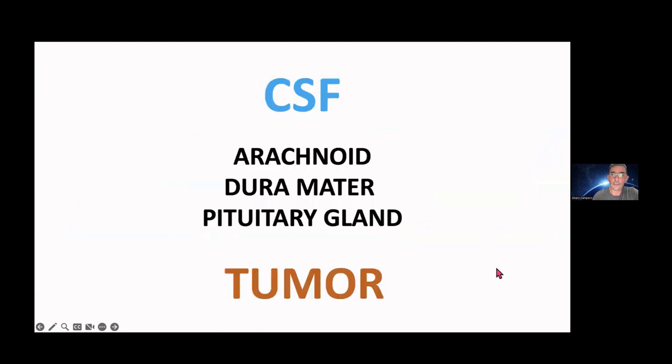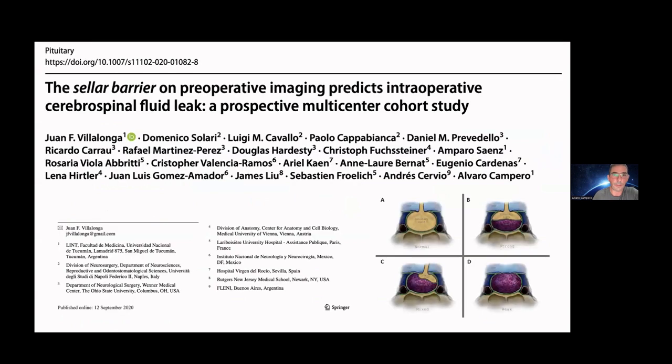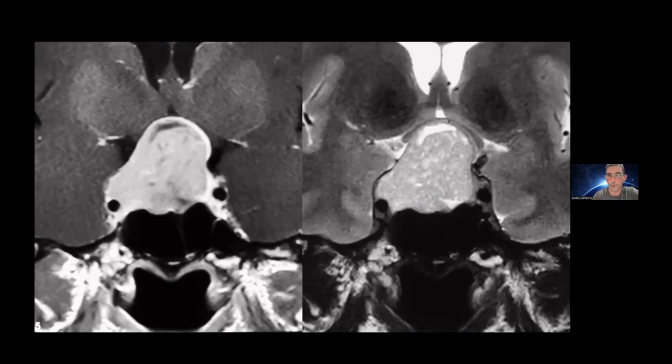So we started to think about, in pituitary surgery, what can we have between the tumor and the CSF? We have arachnoid. Sometimes we have dura mater, sometimes yes, sometimes not. It depends on the size of the opening of the diaphragm, and sometimes we have pituitary gland. So we started to think about this and published this concept in relation with pituitary surgery, the sellar barrier. We published this paper in Pituitary 2 years ago, and I would like to share this concept with you.